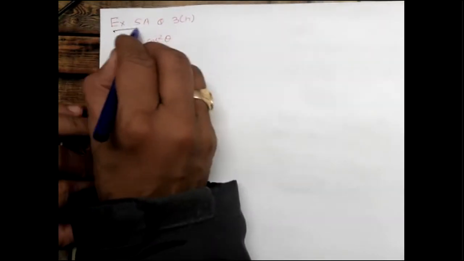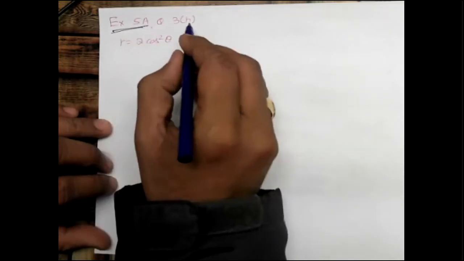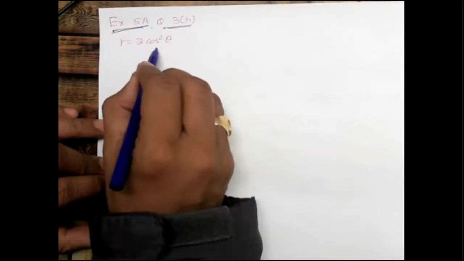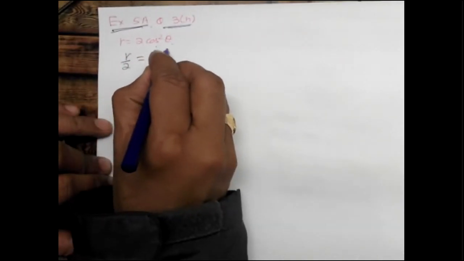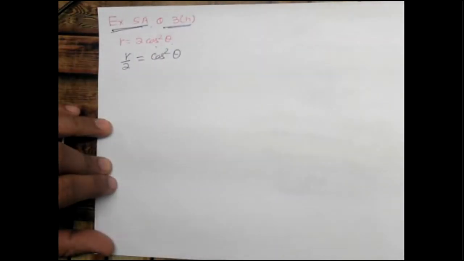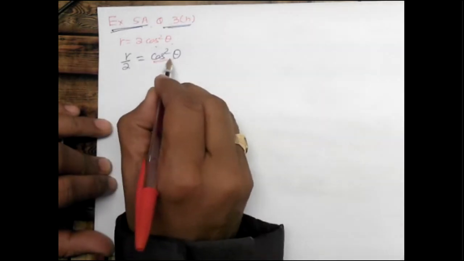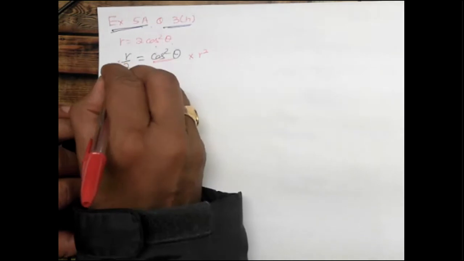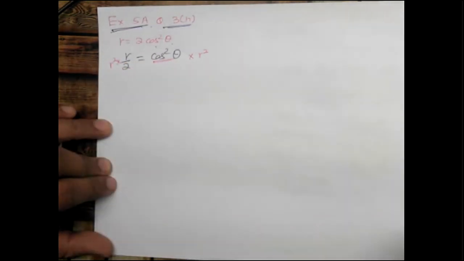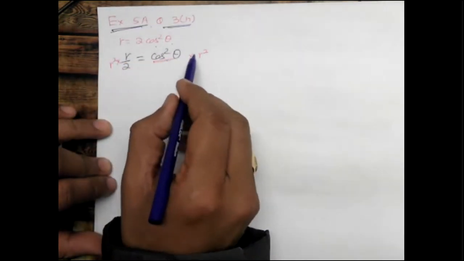Now we do the second question, exercise 5A again, question number 3h: r equals 2 cos squared theta. What comes to mind straight away? Let's make cos theta separately, so cos squared theta. I've got to have r next to it somehow. So I multiply this by r squared on both sides, very important, because r squared cos squared theta will be (r cos theta) squared.